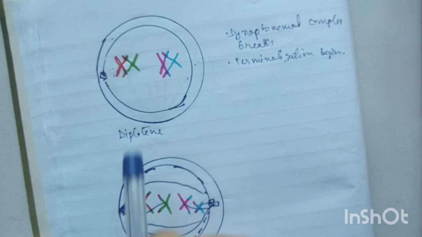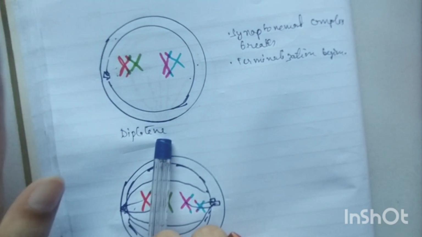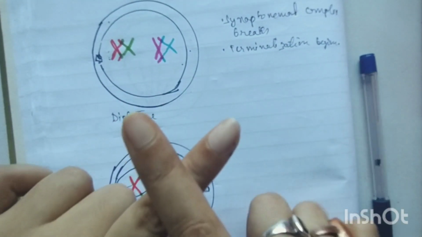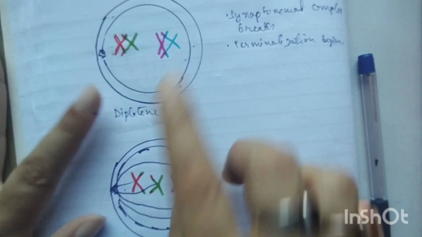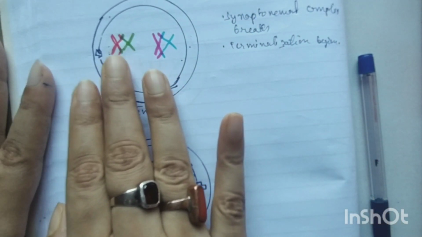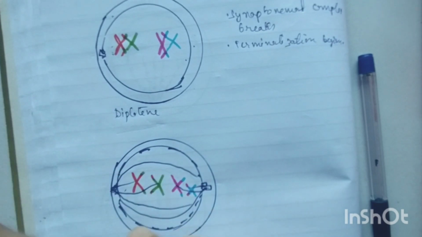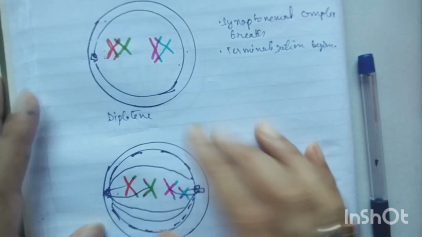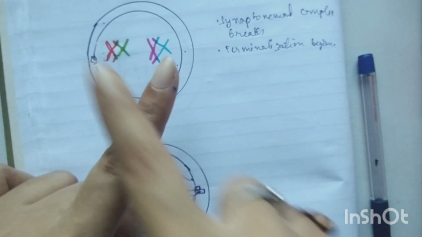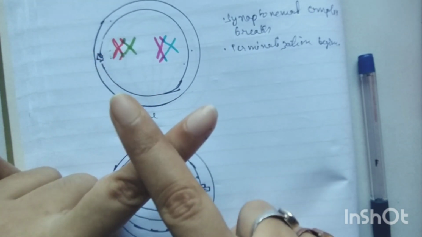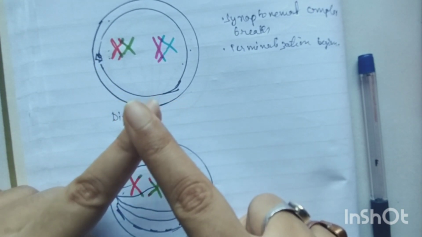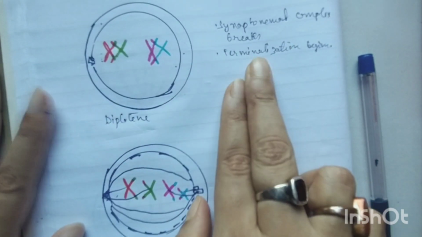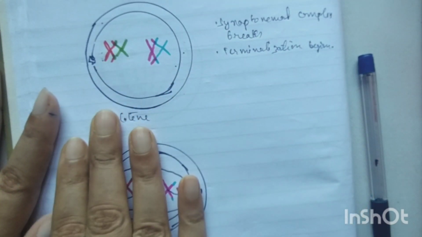Now as the cell enters into the diplotene stage of prophase 1, the exchange of genetic material will take place at the point where crossing over took place. And now the synaptonemal complex will begin to break, because of which the terminalization process will begin. What is this terminalization process? The point where the 2 chromatids were attached at the chiasma will start moving in a zip-like fashion, and it will reach the tip, and then it will get separated. So the terminalization process will just begin in the diplotene stage.